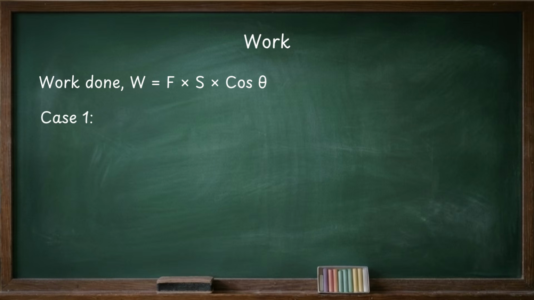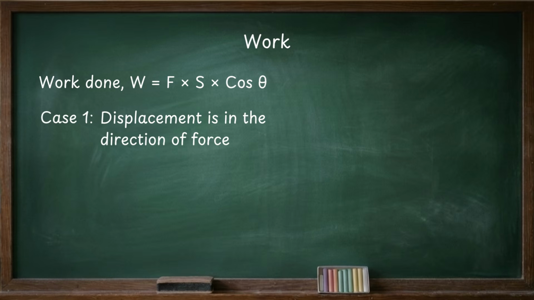Case number 1. What if the displacement is exactly in the direction of the force? Here, the angle theta is 0 degrees. Since the cosine of 0 is 1, the formula simplifies to its maximum value. W equals F times S. This is called positive work.